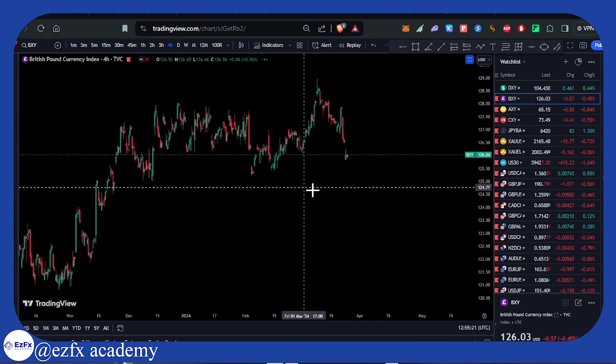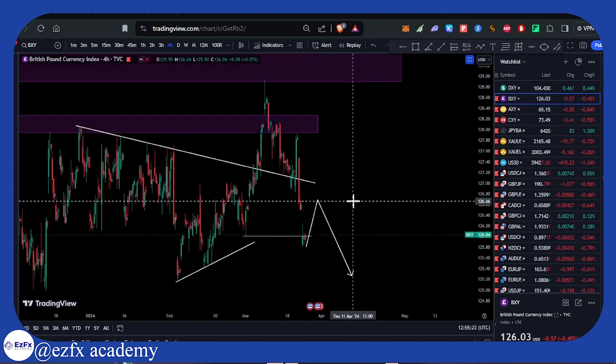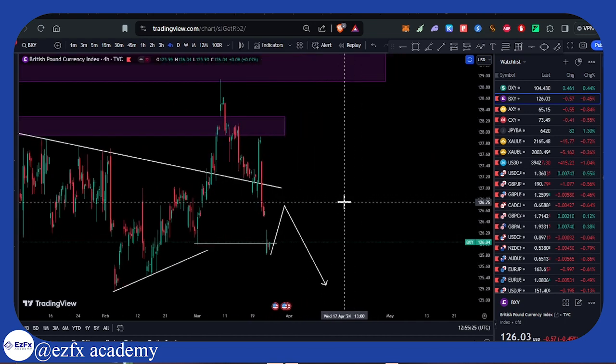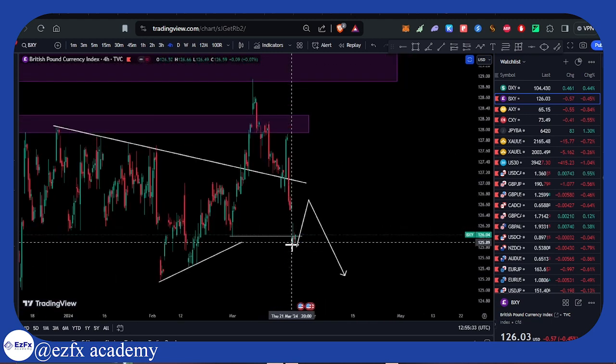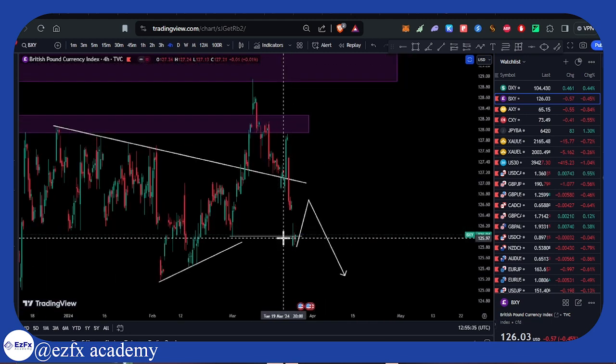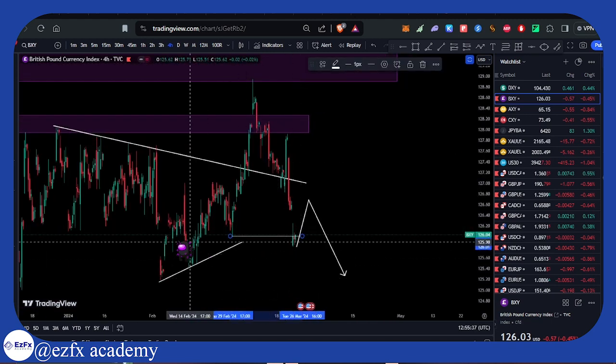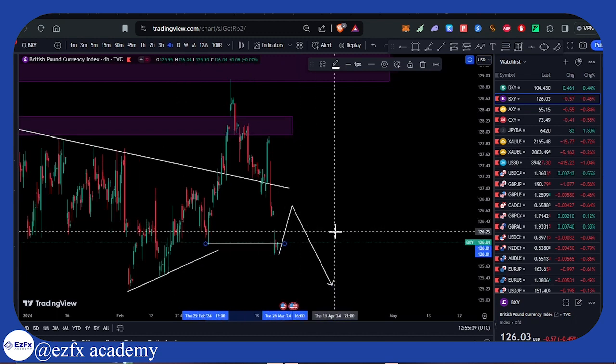Next up, let's look at BXY, which is the Great British Pound currency index. Give me a minute, my chart seems to still be loading. For BXY, I'll be expecting a reverse. I'll be expecting a buy to sell on BXY. Currently, we just got to see candles break below this previous low.